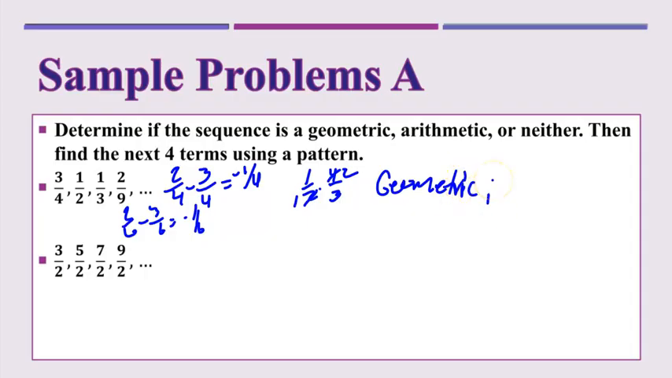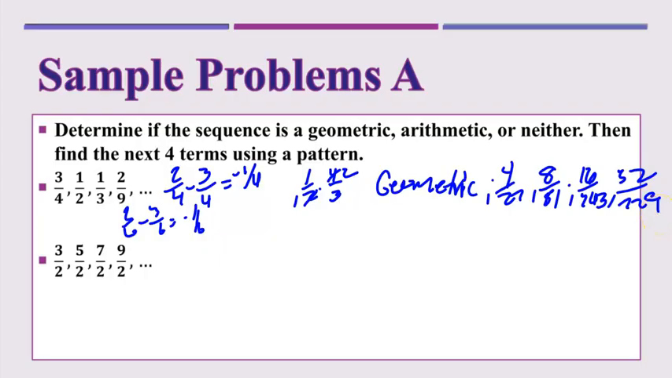And then the next four terms, 2/9 times 2/3 is 4/27. After 4/27 comes 8/81. After 8/81 would give us 16/243. And then the fourth one after that would be 32/729.